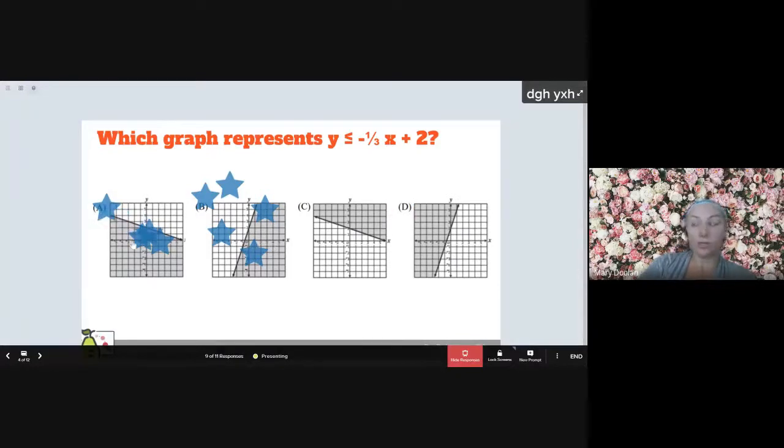So I'm going to go to the slope next. My slope is whatever's in front of the x term, negative 1/3. Well, without even counting the slope, one of these is a positive slope and one's a negative slope. As you go from left to right, this one is going downhill. This one, as you go from left to right, is going uphill. So this is a positive slope.